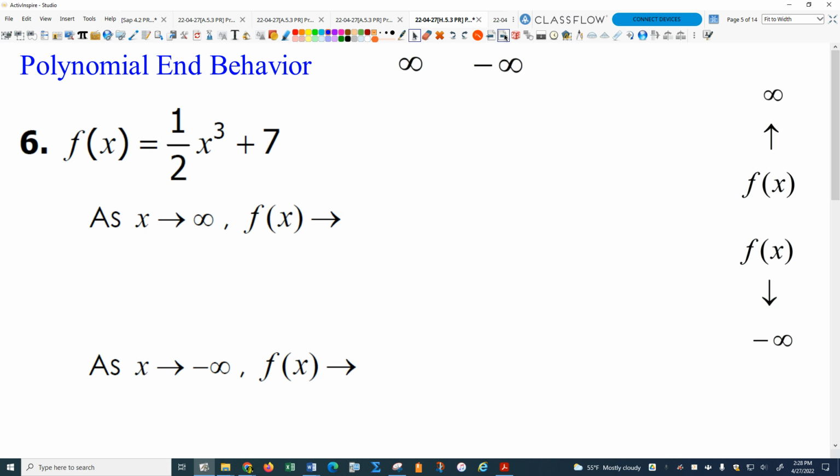Okay, let's just try one more real quick. How about this one? As x approaches infinity, f of x approaches, everybody, what's it going to be for this one? Positive infinity, right? Because I've got a positive leading coefficient, odd power, so I know my end behavior is going to look like an x cubed function. Like that, right? So that's positive infinity. As x approaches negative infinity, f of x approaches, Cray, what am I going to get? Negative infinity. There you go.